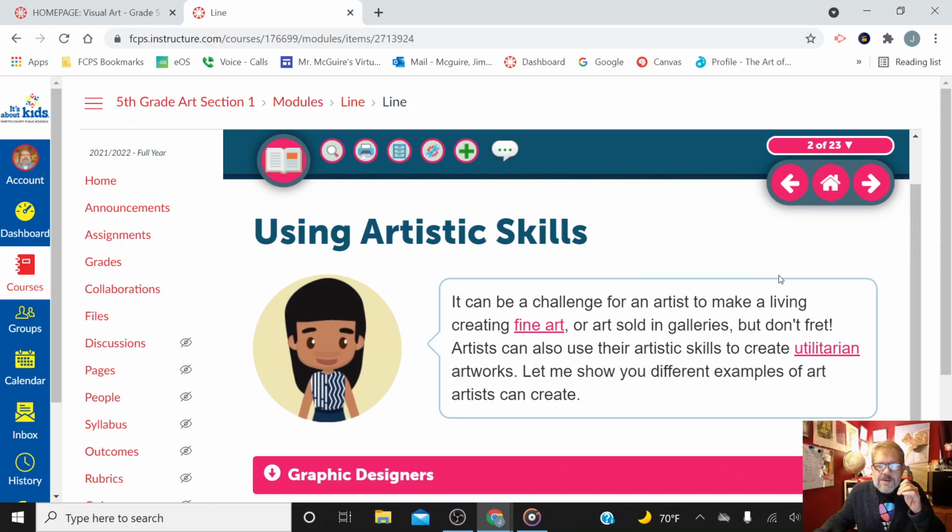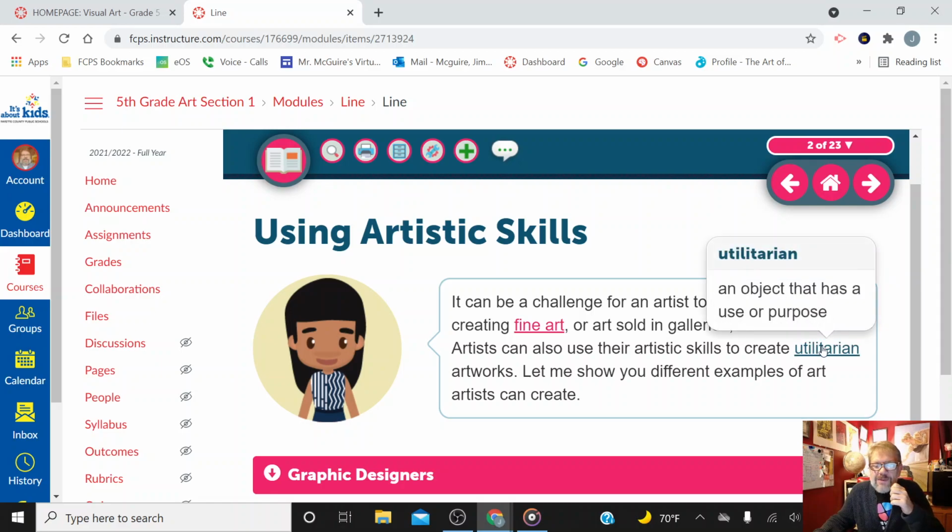Using artistic skills, it can be a challenge for an artist to make a living creating fine art or art sold at galleries. But don't fret. Artists can also use artistic skill to create utilitarian artworks. Utilitarian meaning an object that has a use or purpose. Well, most art has a purpose.